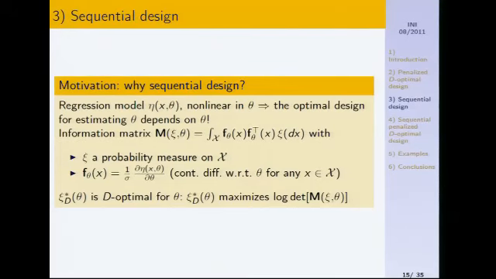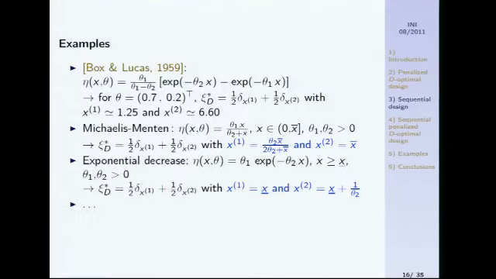Now, the next idea is to implement this in a sequential construction, because for these designs you need to know the value of the parameters to construct them, because the model is nonlinear. So this is a standard situation in nonlinear models. We know, for instance, for a nonlinear regression model, that the derivative of the response with respect to the parameters depends on the parameters, so the information matrix depends on the parameters, so you need to know the value of the parameters. To avoid that, we use sequential design.